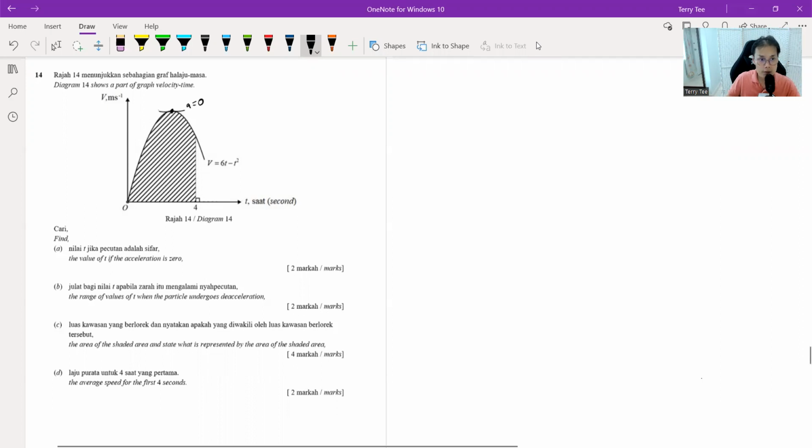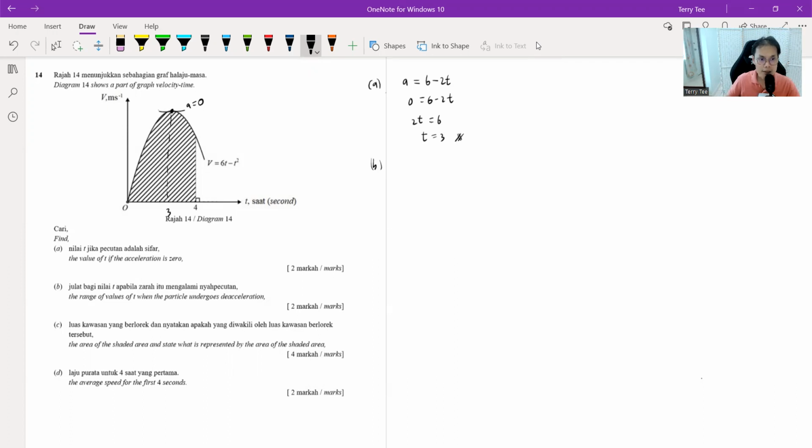Or you can actually just differentiate. Remember, when you differentiate velocity, you get acceleration. So differentiate 6t, you get 6. Differentiate t squared, you get 2t. You let your acceleration be 0. You solve for t. So 6 minus 2t is 0, t is just 3. This is 3. Okay, so once you got t equals to 3, well, I've done part A already.